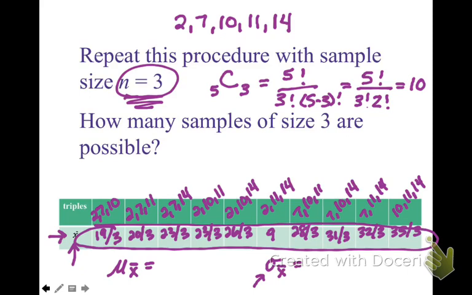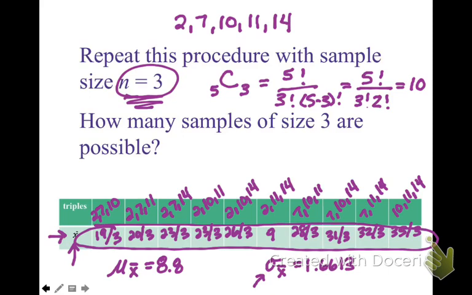Okay, so the mean of x bar, the mean of the sample means, is 8.8, and the standard deviation of the sample means happens to be 1.6613. So take a look at your notes. Compare the mean and standard deviation of the original population, the mean and standard deviation for the sampling distribution of all the samples of size 2, and here are the mean and standard deviation for the sampling distribution for all the samples of size 3. Make sure you take a look at all 3 of those examples and write down what you notice.